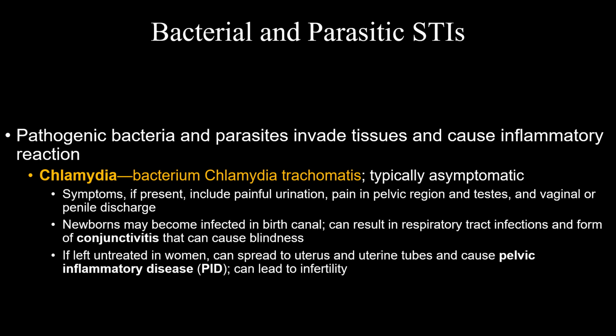Newborns can develop this infection in the birth canal, and as a result, they can develop respiratory infections and a form of conjunctivitis called trachoma, which can actually lead to blindness. In women, untreated chlamydia can spread into the uterus and the uterine tubes, causing PID, pelvic inflammatory disease, which scars the uterine tubes, and that can prevent fertilization.